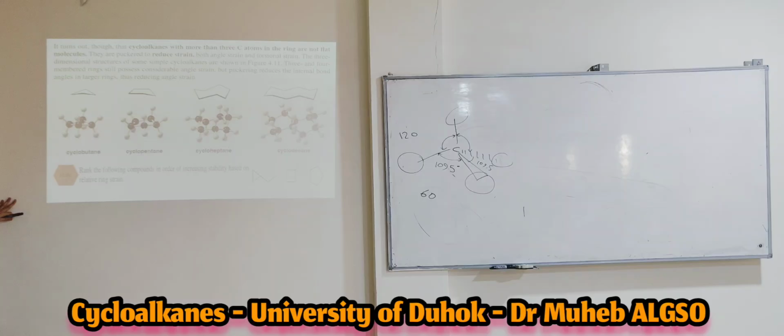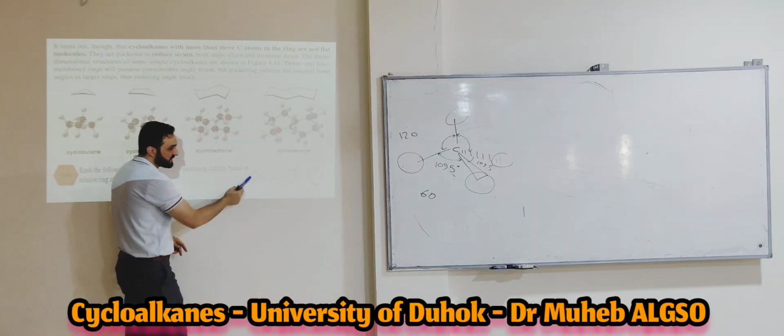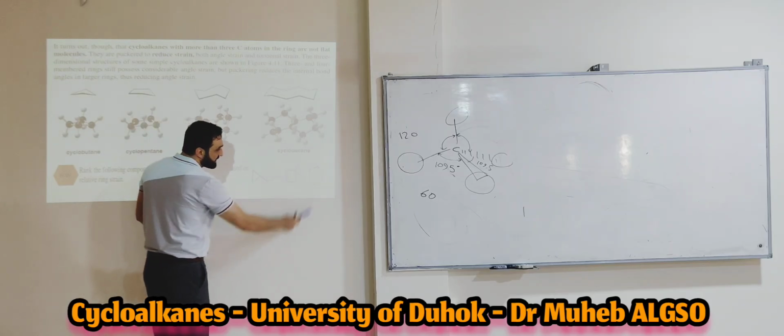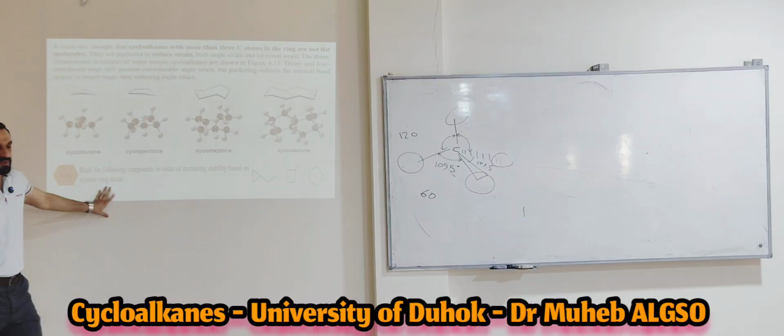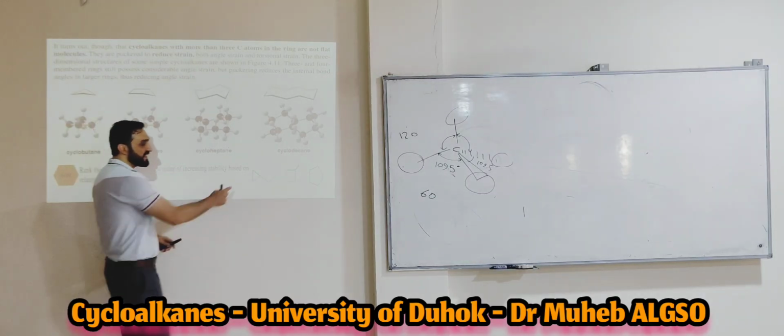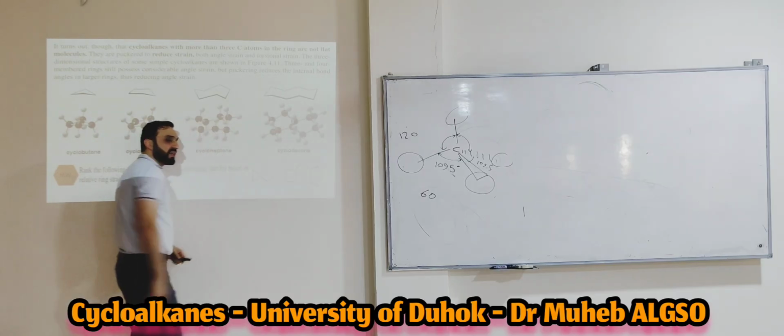So if I say to you, look at this small homework: rank the following compounds in order of increasing stability, based on the relative ring strain. If I say to you this 3-member cycle, this 4-member cycle, and this 5-member cycle, which will be the more stable one? Look, the 3 is the less stable one, the 4 is more stable than the 3, and the 5 is more stable than the 4.